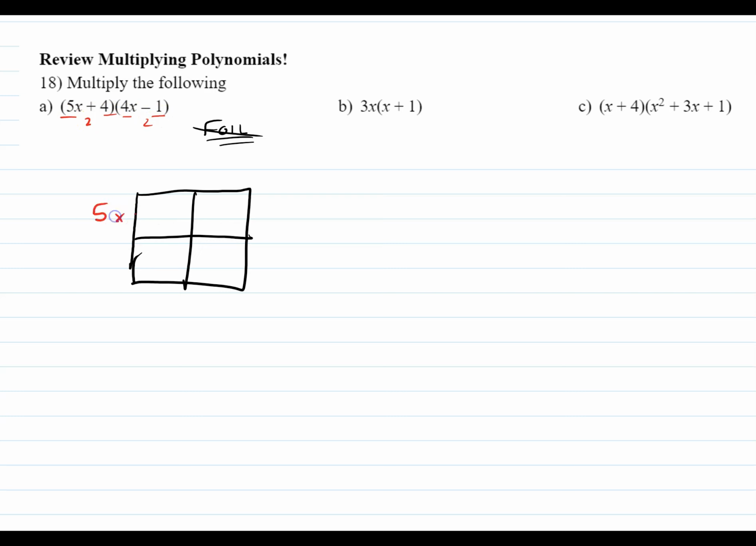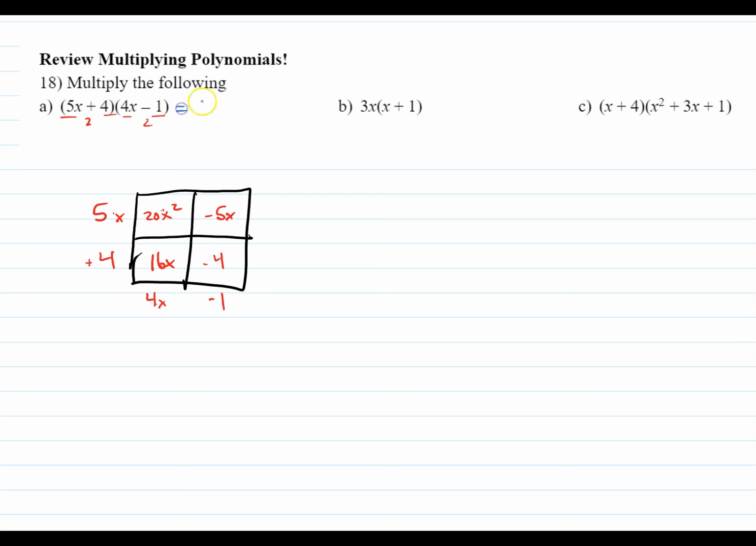On one side of the box, the top row will be 5x, the bottom row will be plus 4. And then on the bottom of the box, I have 4x for this first column, and then negative 1 for the next column. And then we multiply to fill in the numbers in the middle. So let's multiply. 4x times 4 is 16x. 4x times 5x is 20x squared. Don't forget the x squared, because x times x. 4 times negative 1 is negative 4, and then 5x times negative 1 is negative 5x.